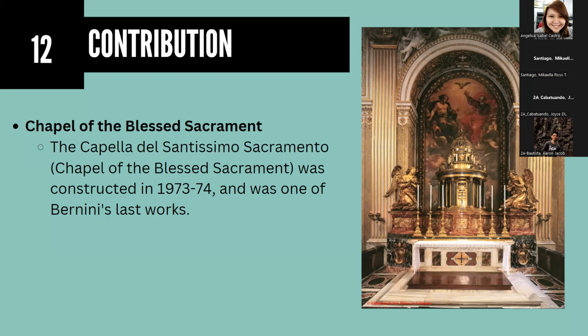Sinasabi dito na yung angel daw dito sa Chapel of the Blessed Sacrament, yung left eye daw ng angel naka-close. Tapos yung right eye daw niya naka-open. Ginagamit daw yun na technique ng Baroque period para ma-invite yung mga tao na makiisa or makiparticipate sa ginagawa sa loob ng chapel. Ilan po, salamat.